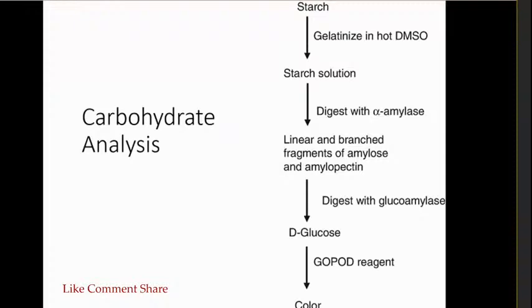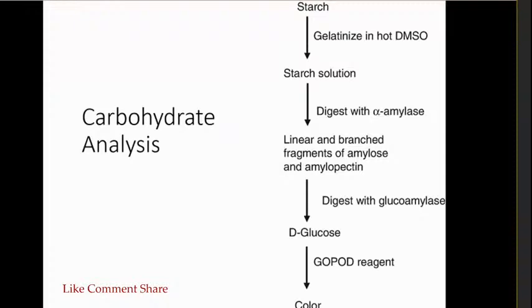The reason I mention this is that they ask questions like this. If they give a paragraph on carbohydrate extraction, finally they ask the question: how do you identify and quantify the carbohydrate? That kind of question is asked in the CSIR examination. So I mention this.